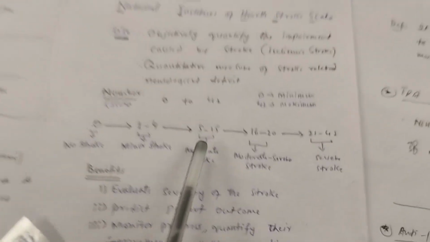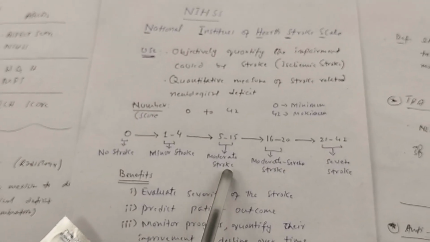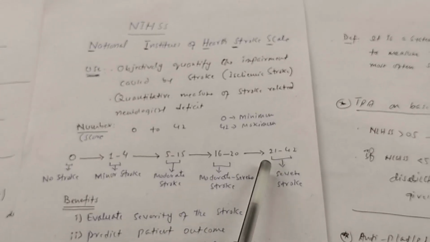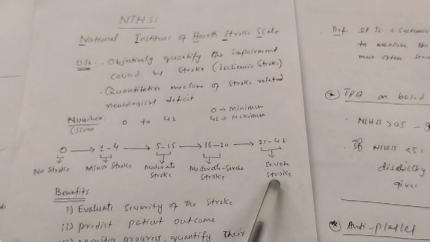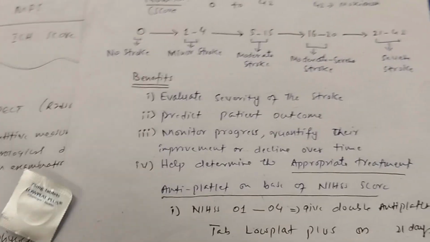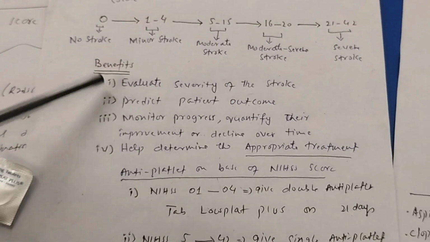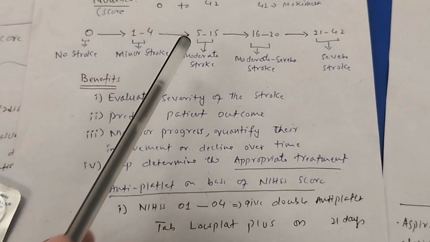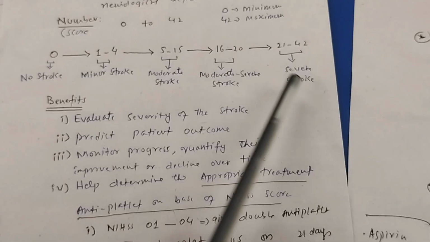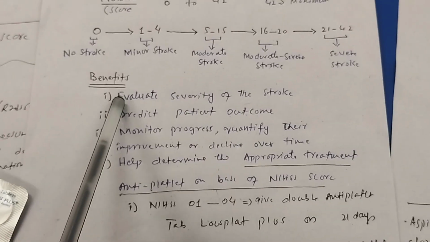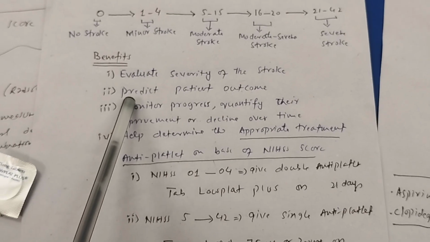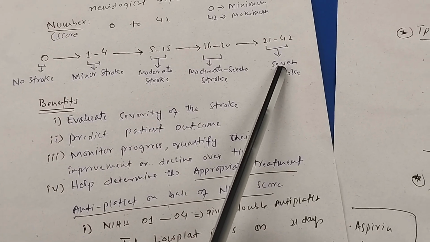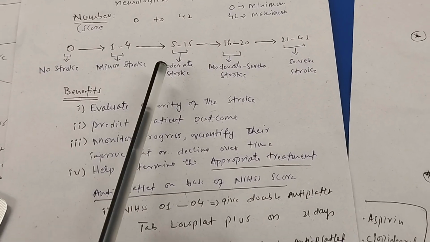When the score is from 5 to 15, that is moderate stroke. When the score is 16 to 20, that is moderate to severe stroke. And if the score is 21 to 42, that is severe stroke. Now the benefit of the NIHSS score is that it evaluates the severity of the stroke. As I said, if the score is 1 to 4, that is minor stroke, 5 to 15 moderate, and 21 to 42 severe. It also predicts the outcome of the patient. If the score is high, the outcome is not good, but if the score is low, the outcome is good.